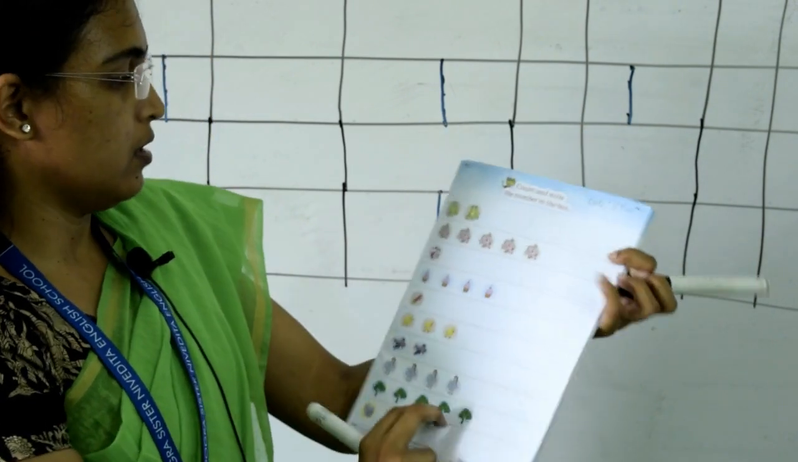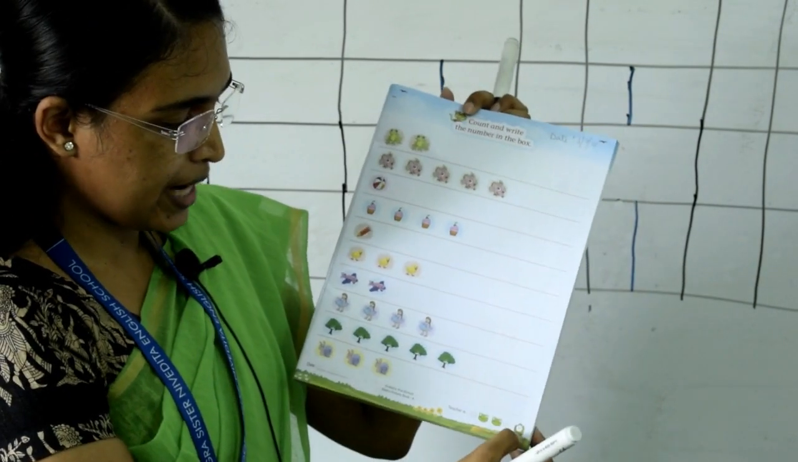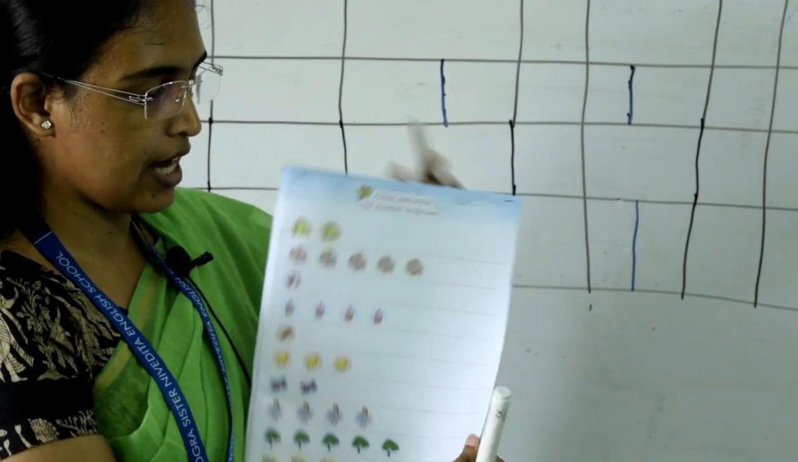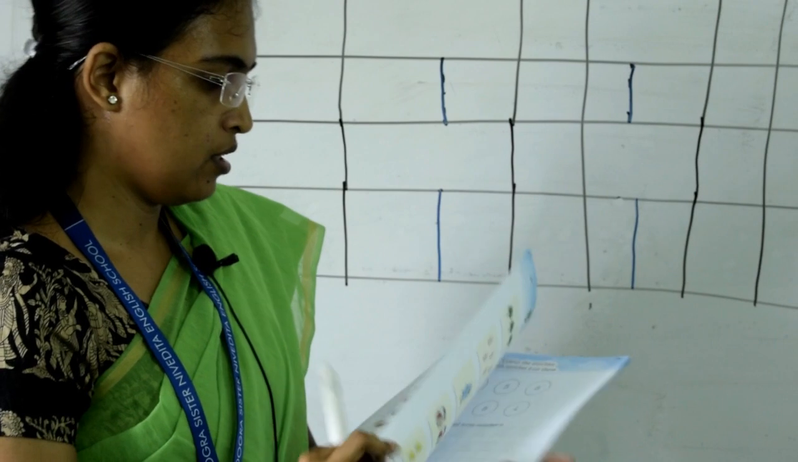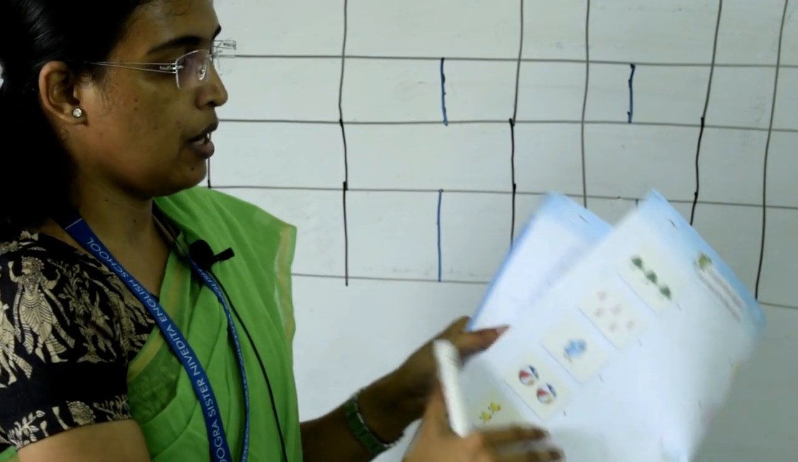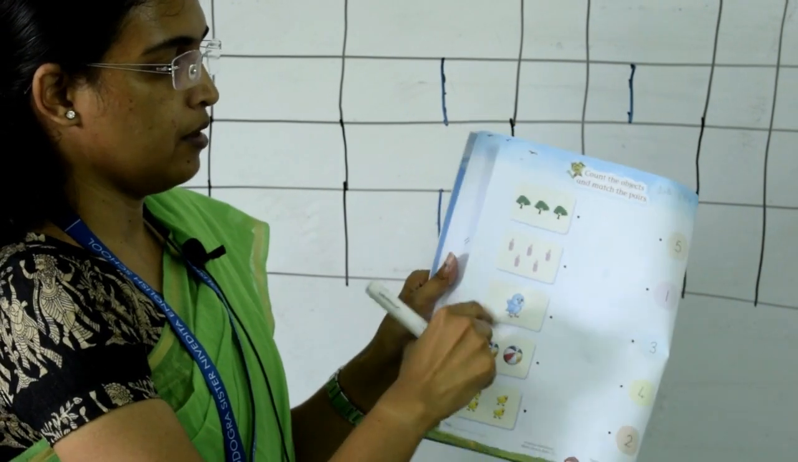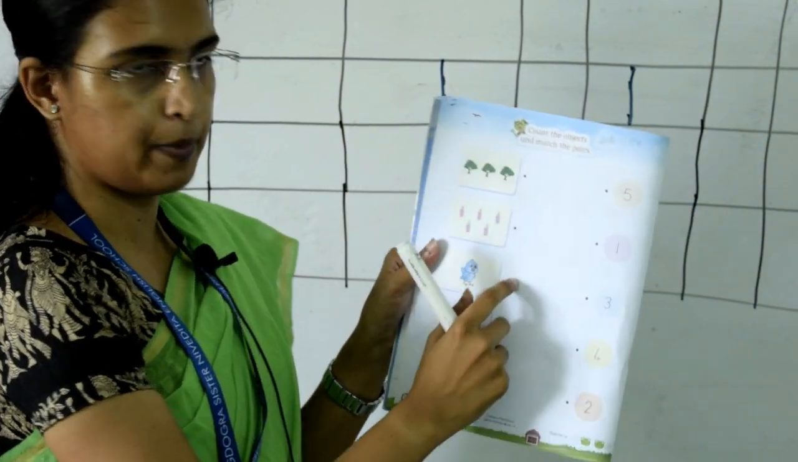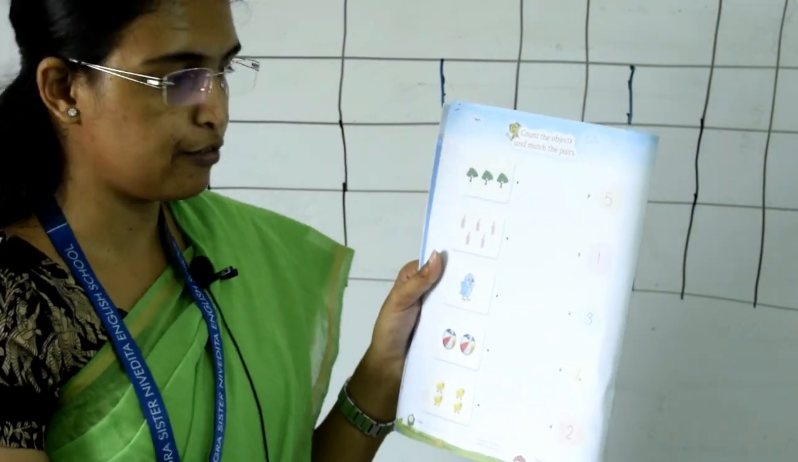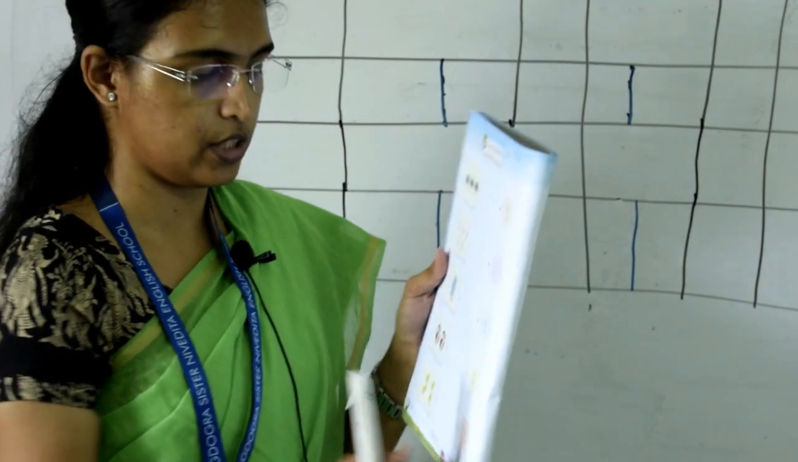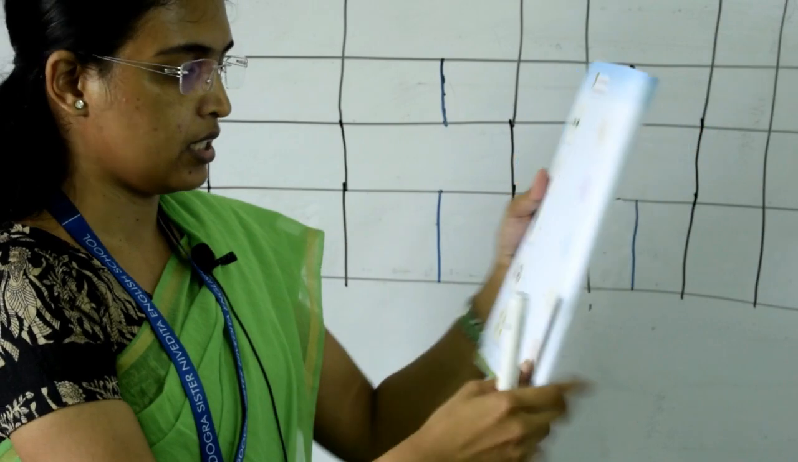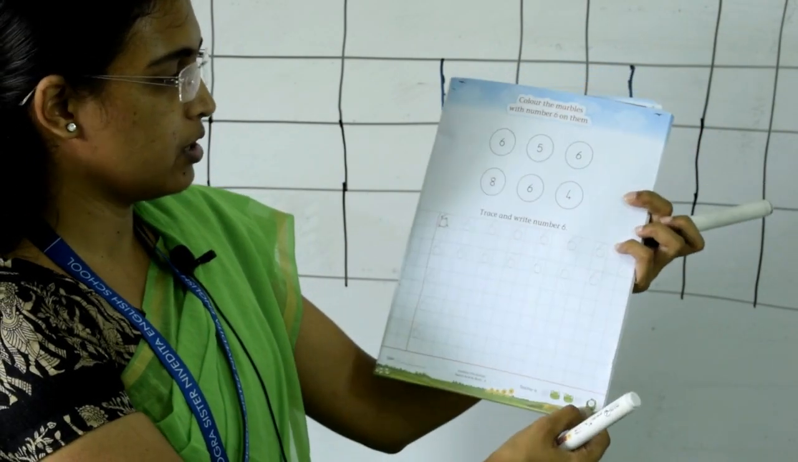Okay. Then look here, page number 11, this one, and page number 12, this page, we will do later. Okay, first we will complete our number counting. So we will do these 2 pages later. Now turn the page, come to page number 13.